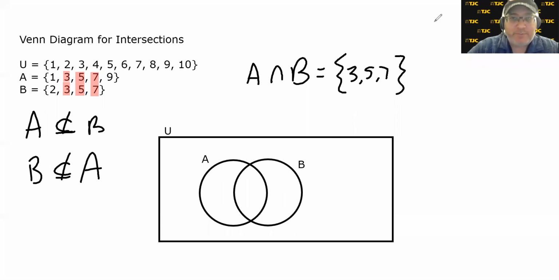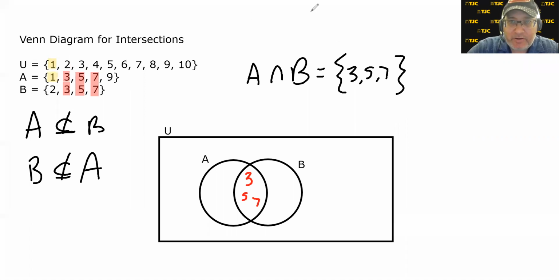So let's put in the intersection numbers. The numbers 3, 5, and 7 have to belong to both circles at the same time. That would be the little football region in the middle. But let's put in the rest of the numbers in the universe, starting with the number 1. The number 1, which I'm going to highlight in yellow, is clearly inside the universe, but it's also inside of set A, but not set B. So where should I put the number 1?